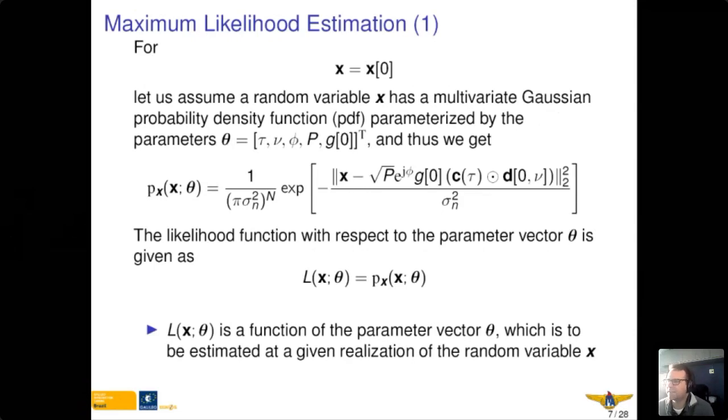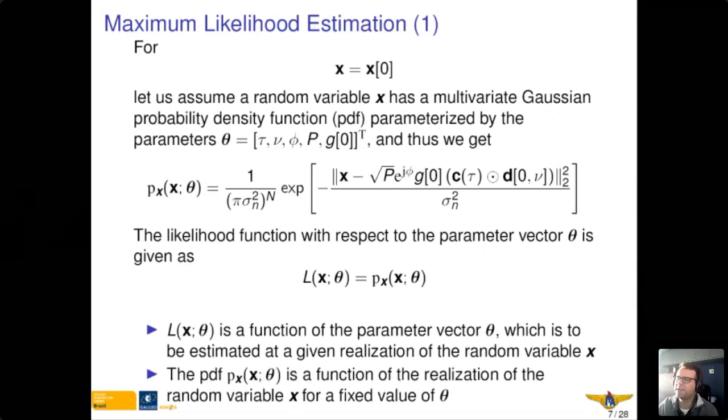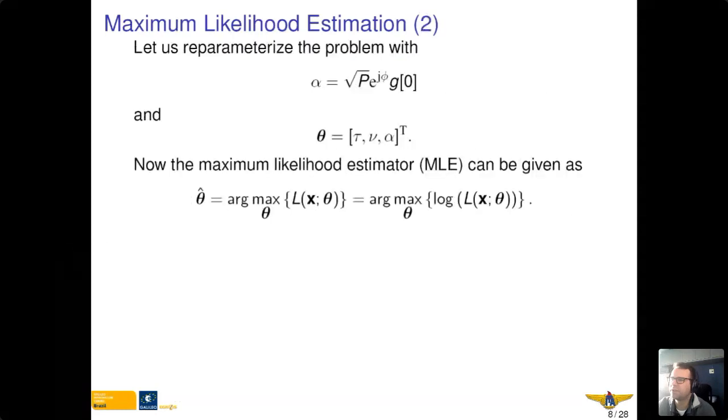Again, the likelihood is a function of the parameter vector theta, which is to be estimated at a given realization of the random variable x, while the PDF is a function of the realization of the random variable x for a fixed value of theta. They have the same form, but it depends on what is fixed, okay? In the case of the likelihood, the realization is received, and we're trying to find the parameter vector theta that matches best this realization. And this is what we're trying to do: set up our maximum likelihood estimator.